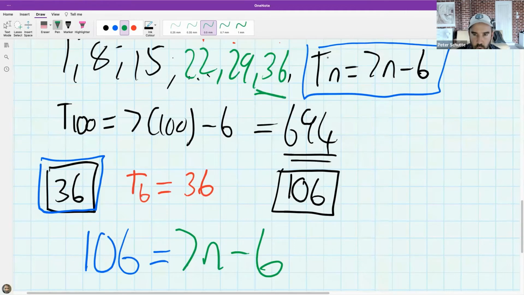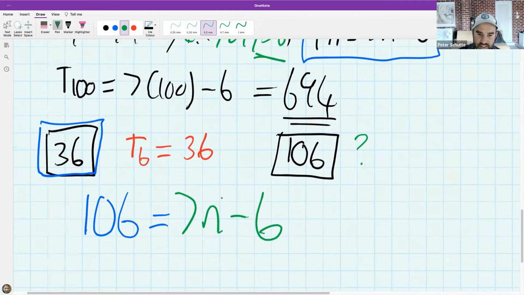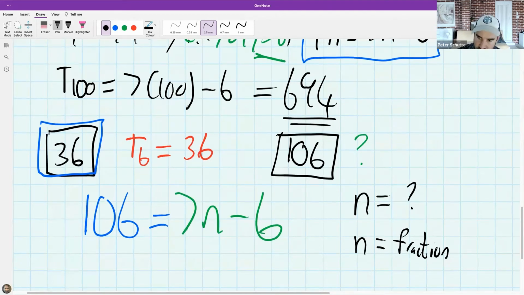Remember, the rule for this number pattern is defined by this formula. I've asked you the question, is 106 in this number pattern? You couldn't do it manually by counting up in sevens. So another way of telling whether 106 is in this number pattern is to solve this equation. If you find that n is equal to a whole number, then you know that n is its position. If n is equal to a fraction, then you know that this number is not in the original number pattern. We did this in a previous lesson.